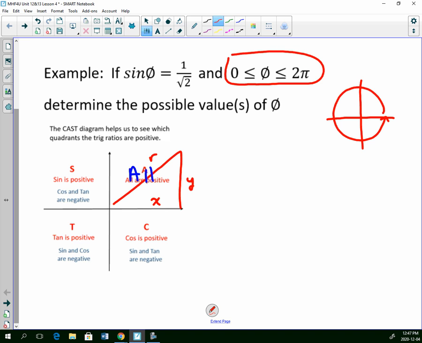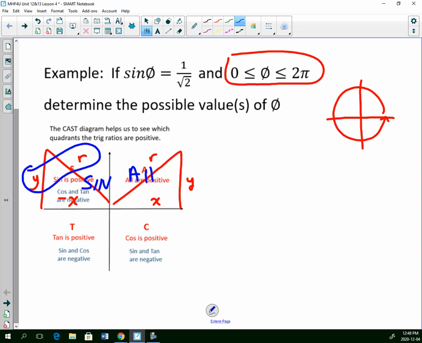If I draw a triangle in quadrant 2, now the value of x is negative because it's in the negative part of the x-axis. So what ratios does that affect? Well, that affects cosine because cosine is x over r, and that's negative. And it affects tan because tan is y over x, and x is negative. The only one that stays positive is sine because sine is y over r. So that's why we have an S in quadrant 2, because that is indicating that sine is positive and the other two are negative.